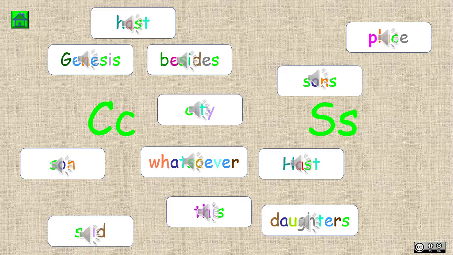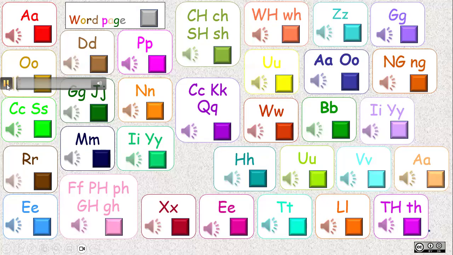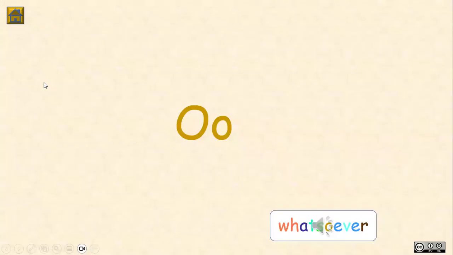And the next sound is that sort of gold colored O. You'll find that on the home page right there. O. Go to that page where we will find that it says whatsoever. You hear that O in there clearly.